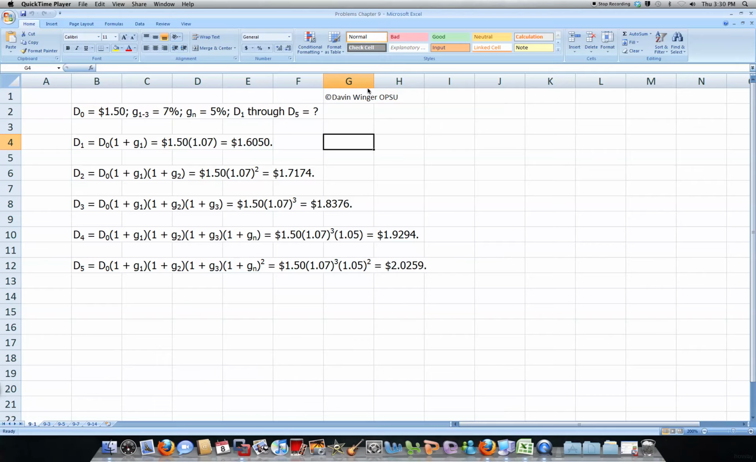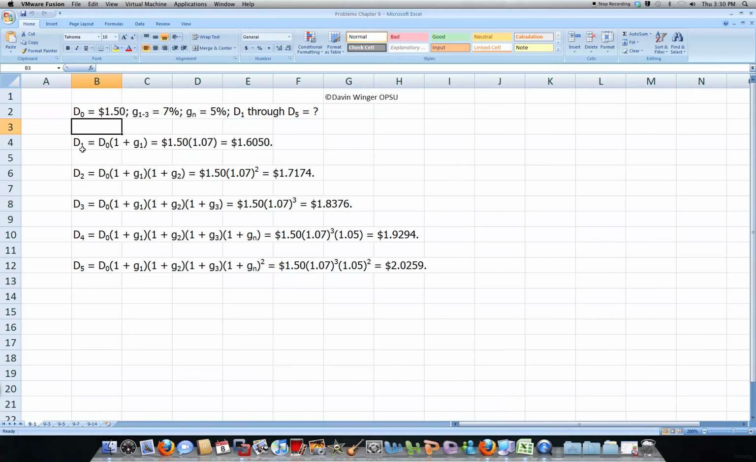The dividend is expected to grow 7% a year for the next 3 years, and then at 5% a year thereafter. What is the expected dividend per share for each of the next 5 years? Okay, here are our givens. Dividend at time 0 is $1.50. Our growth rate for years 1 through 3 is 7%. Our growth rate after that is 5%. And so we want to find out what the dividends are for periods 1 through 5.